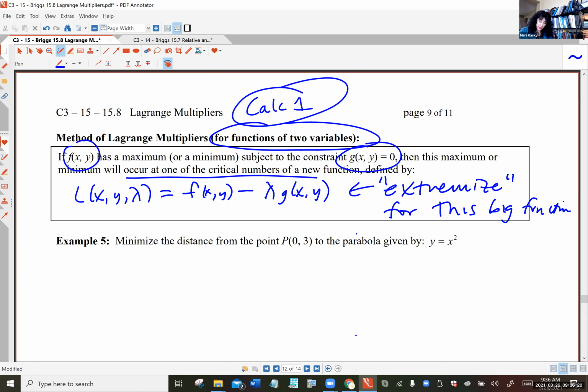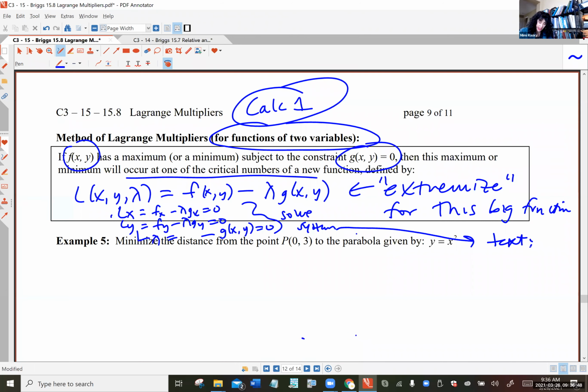And so what ends up happening when you get all the four, or in this case, three partials, you'll get Lx, which is going to end up being fx minus lambda gx, set that equal to 0. You'll get another partial, fy minus lambda gy equals 0. And then you'll get L lambda, and that'll just end up being minus g of xy equals 0.